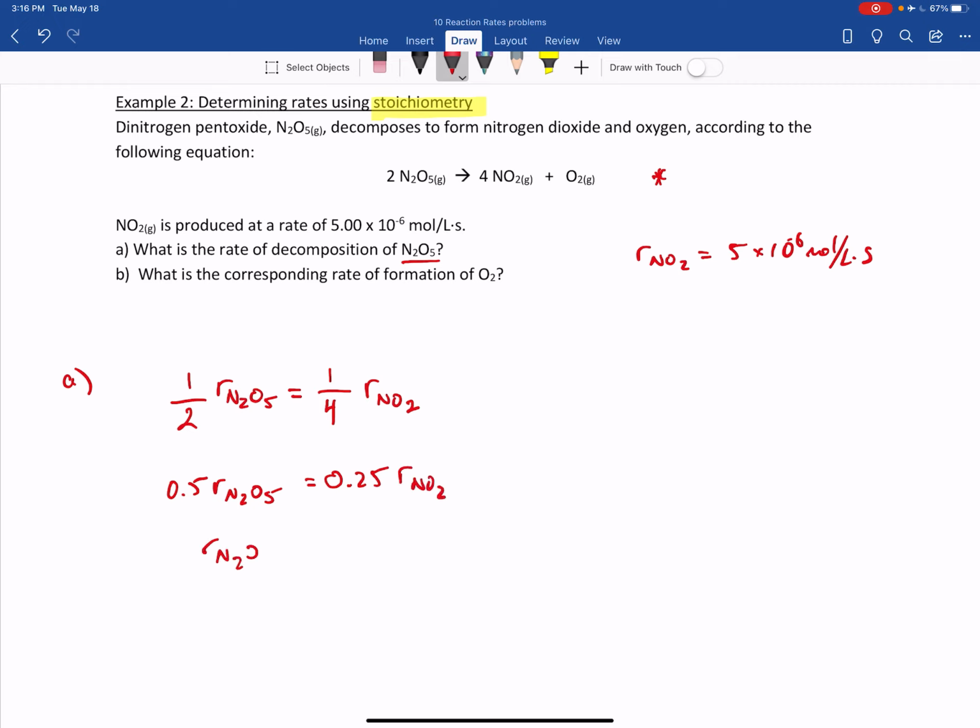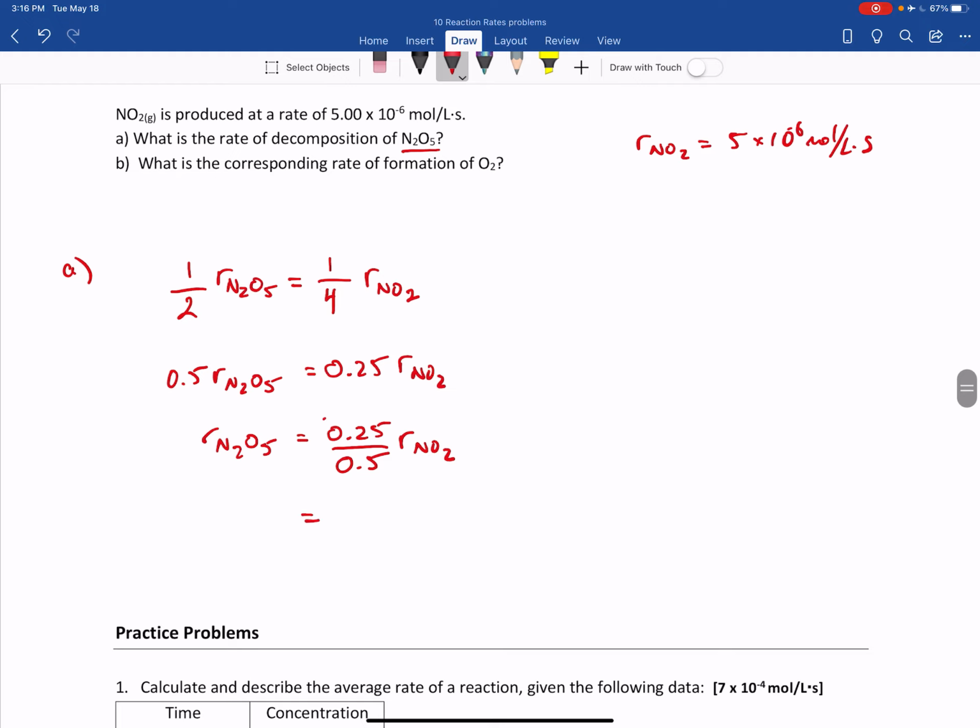So when I isolate for that, I put 0.25 over 0.5 is R of NO2. You can simplify that to 1/2. So it's going to be 1/2 the value times that, and we're left with 2.5 times 10 to the negative 6 moles per liter per second. So that's the stoichiometric relationship. Once you know one rate, you know them all.